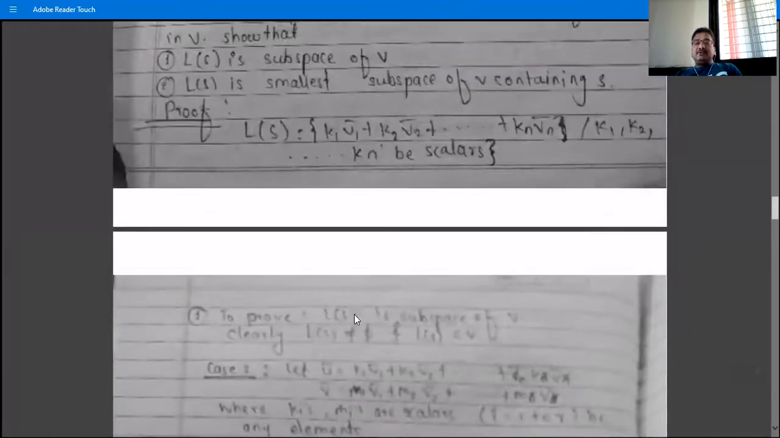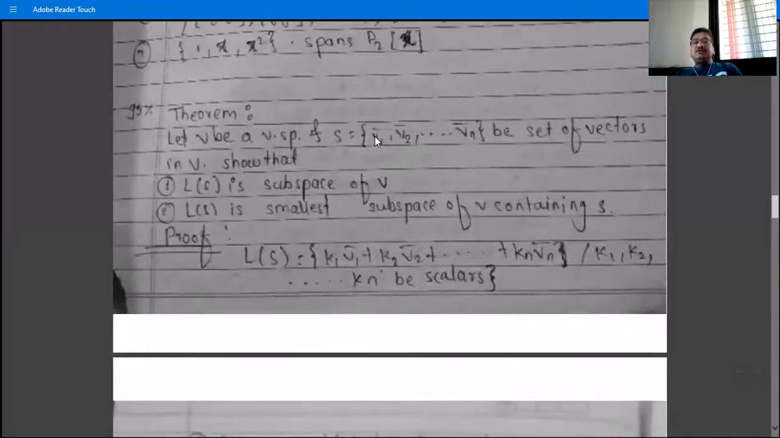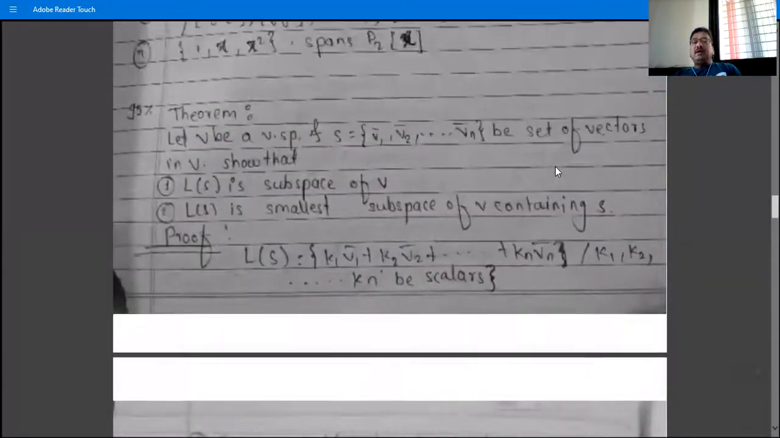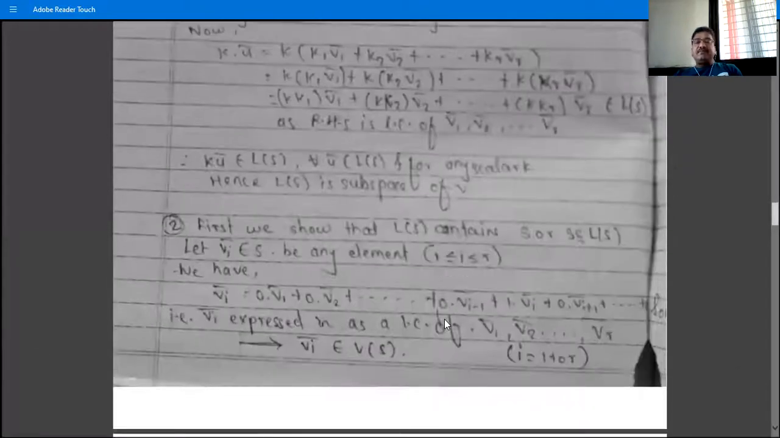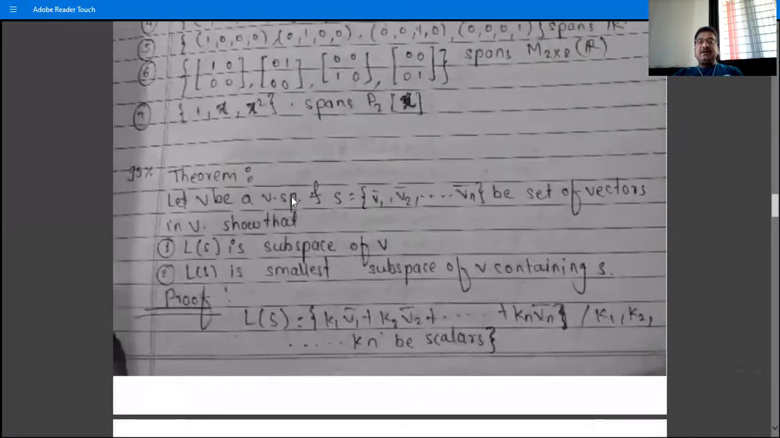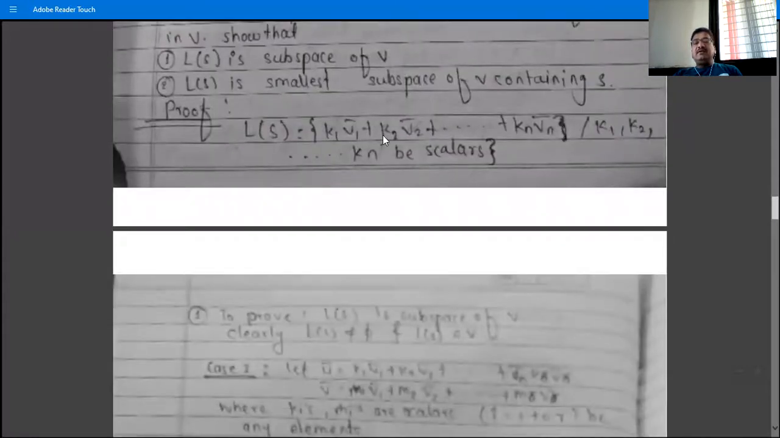So if we have to write the same answer, then change the theorem statement: let S equal V1, V2, ..., Vr be a set of vectors in V. And the correction is here r, and then K1 V1 plus K2 V2 plus ... plus Kr Vr, where K1, K2, ..., Kr are scalars. Now the notation with r is clear and correct. So change the statement accordingly.